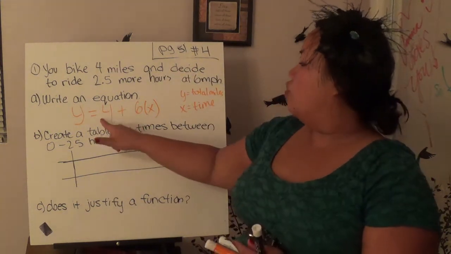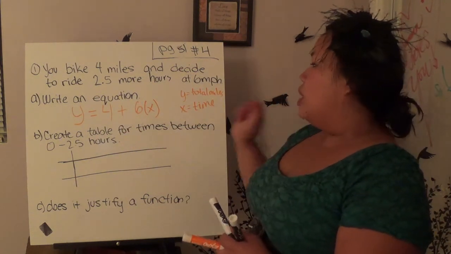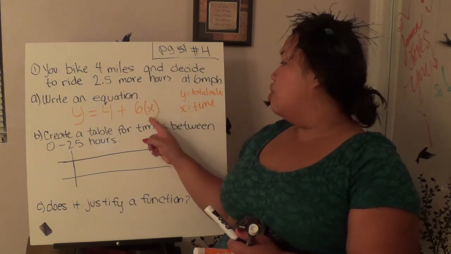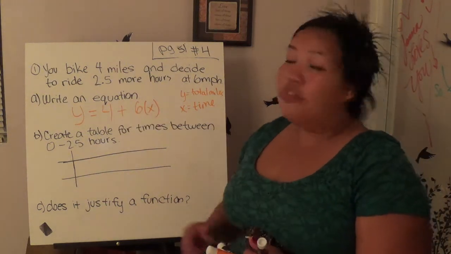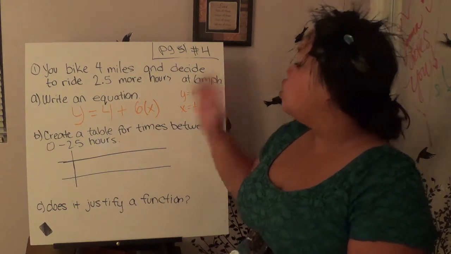So y equals 4 plus 6x, and x is my time. Basically, if I were supposed to do 3 more hours, I do 3 times 6, which is 18, plus 4, which then gives me 22. So that means I'd bike a total of 22 miles.